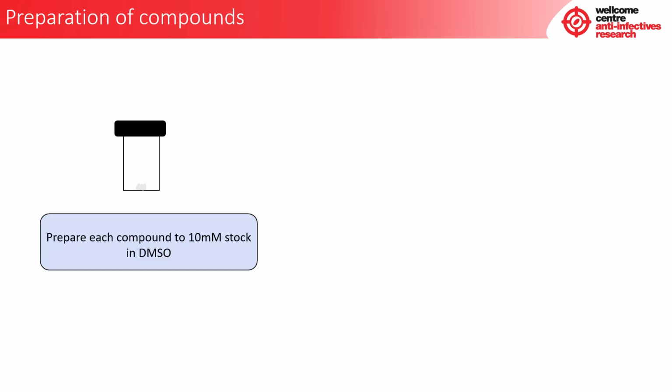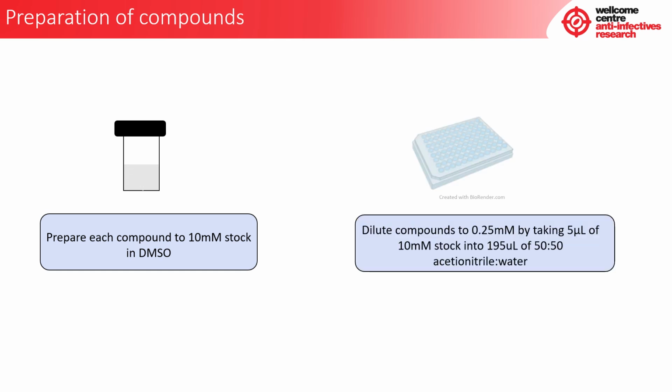Preparation of compounds. Prepare each compound to 10 millimolar stock in DMSO. Dilute compounds to 0.25 millimolar by taking 5 microliters of the 10 millimolar stock into 195 microliters of 50/50 acetonitrile water.